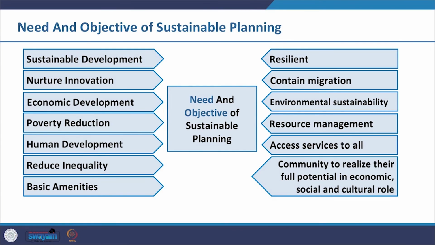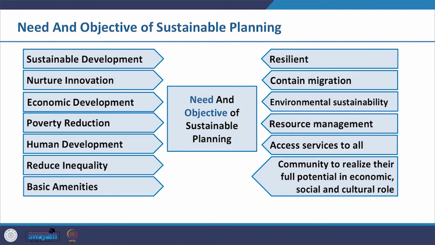the need and objective of planning, when we review the sustainability and urbanization aspect and we look at various concerns for economic access, social access, cultural access, equity, quality of life, access to services, we see that our needs and objectives range from sustainable development, the need to nurture innovation, ensure economic development, poverty reduction and attain human development, reduce inequality. We see the need for making cities inclusive for women, youth, older people, differently abled people, the poor, vulnerable groups, indigenous people, people of diverse culture, color and orientation.